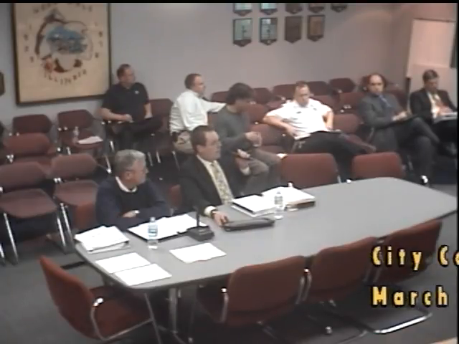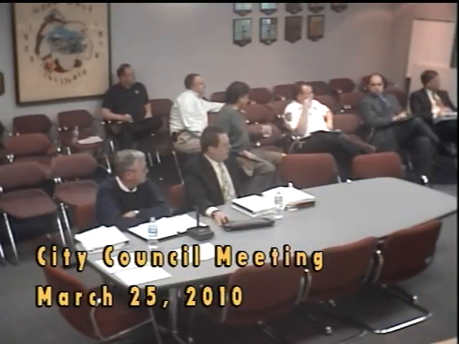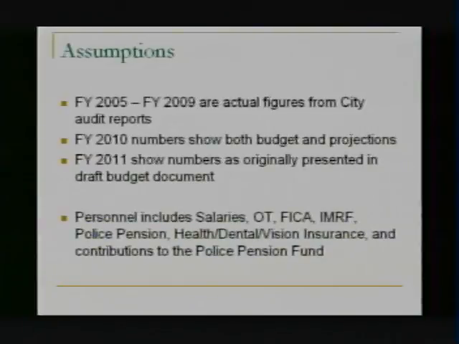At a meeting that Chairman Winger, myself, and Manager Douthwaite had with the mayor on Monday, we discussed possible structural issues within the general fund as it relates to personnel costs as a percentage of revenues in the general fund itself. Before we start, I just want to give a couple of assumptions we made on these first couple of slides. For fiscal year 05 through 09, the figures are actuals from the audit reports. The fiscal 10 numbers show what we budgeted and what we're projecting.